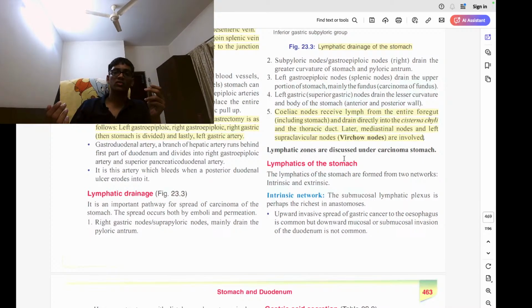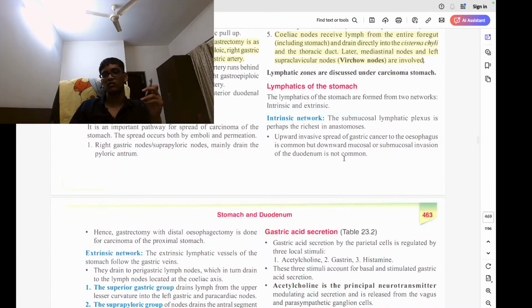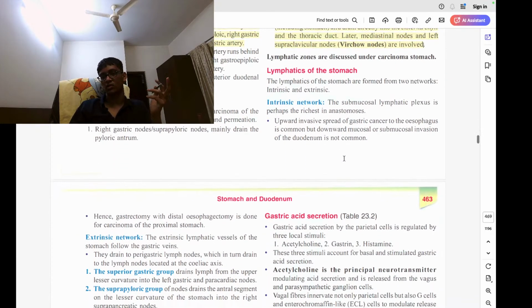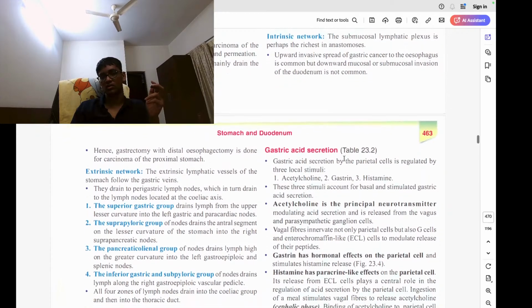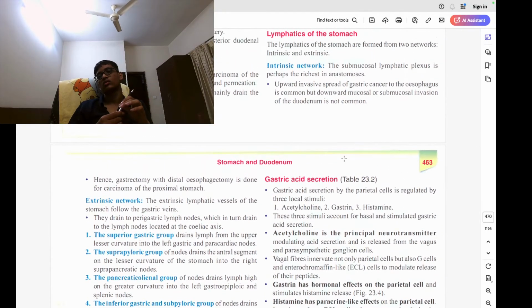Then lymphatics of the stomach. You have the intrinsic network and the extrinsic network. The submucosal lymph plexus is perhaps richest in anastomosis. Upward invasive spread of gastric cancer to the esophagus is common. Downward mucosal or submucosal invasion of the duodenum is not common.